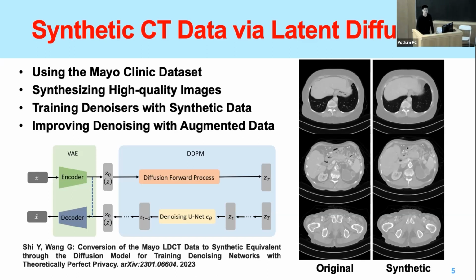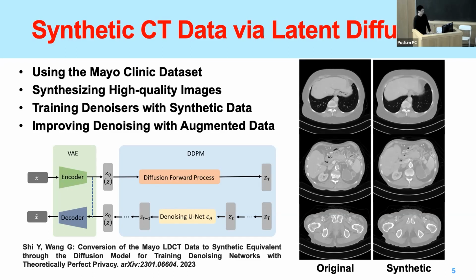Hello everyone, my name is Yongyi Shi. I'm pleased to have this opportunity to share my recent work here. In this work, we used the latent diffusion model to generate some high quality images from the Mayo Clinic dataset. We then trained several denoising neural networks from the original dataset and the synthetic dataset. Finally, we evaluate that the augmented dataset can improve the denoising performance.